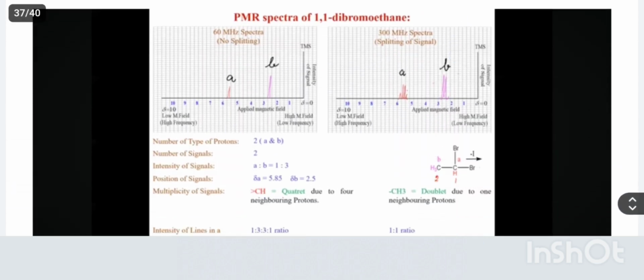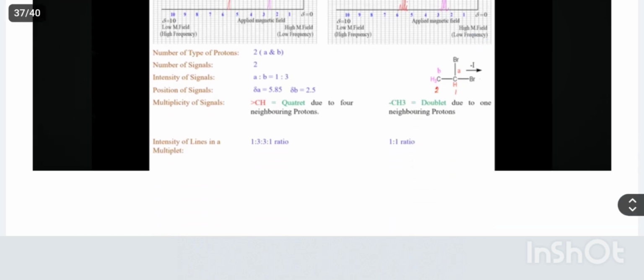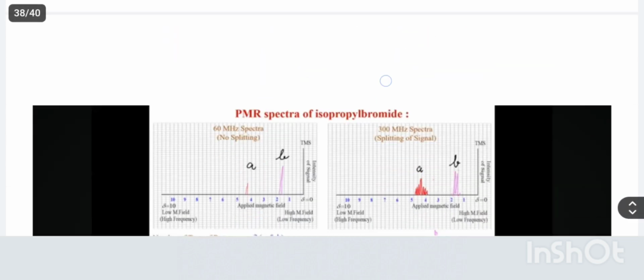PMR spectra of 1,1-dibromoethane. Number of types of proton: 2, A and B. Number of signals: 2. Intensity of signal A:B is 1:3. Position of signal: delta A 5.85, delta B 2.5. Multiplicity of signal: quadruplet due to 3 neighboring protons, doublet due to 1 neighboring proton, CH3. Intensity of lines in a multiplet: 1:3:3:1, 1:1.